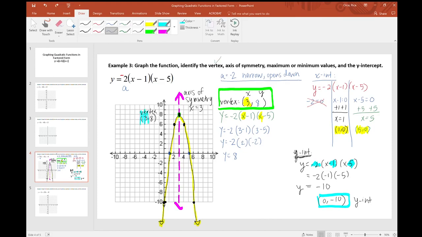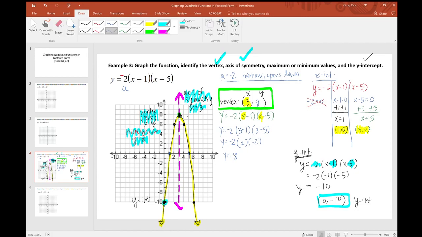We have the vertex, which is done, the axis of symmetry, which is at 3. We have our y-intercept, which is at -10. And the vertex is our highest point, so that's going to be a maximum, a maximum at y equals 8. Okay, so that's how you graph a function in factored form.